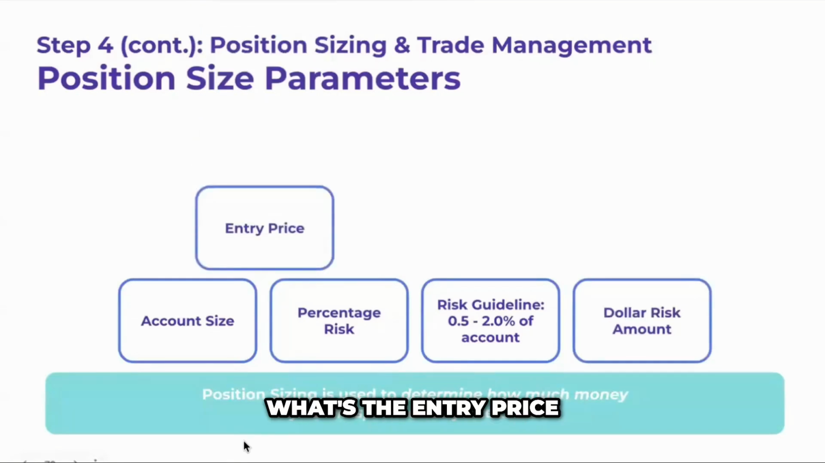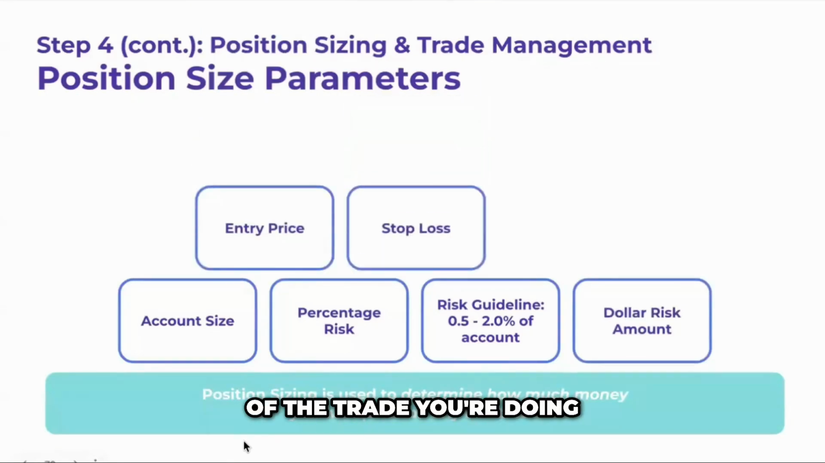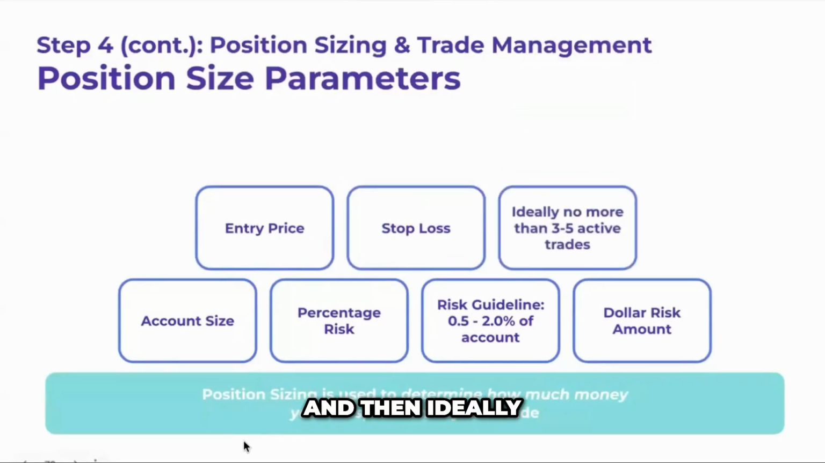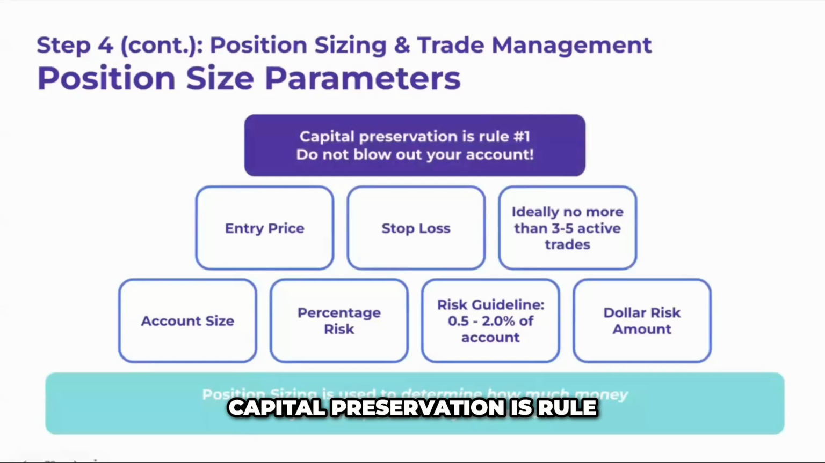We'll look at the entry price. What's the entry price of the trade you're doing? We'll look at the stop loss. What's the stop loss? And then ideally, you don't want to have more than 3 to 5 active trades for risk management. And remember, capital preservation is rule number 1. Do not blow out your account.